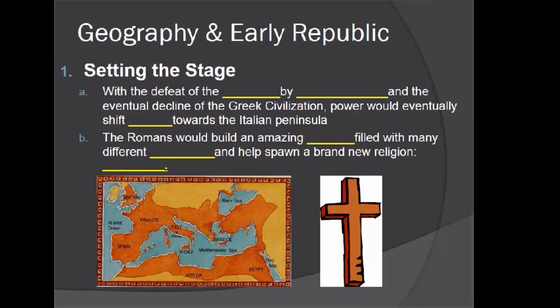Setting the stage. With the defeat of the Persians by Alexander and the eventual decline of the Greek civilization, power would eventually shift west towards the Italian peninsula. The Romans would build an amazing empire filled with many different cultures and help spawn a brand new religion, Christianity.